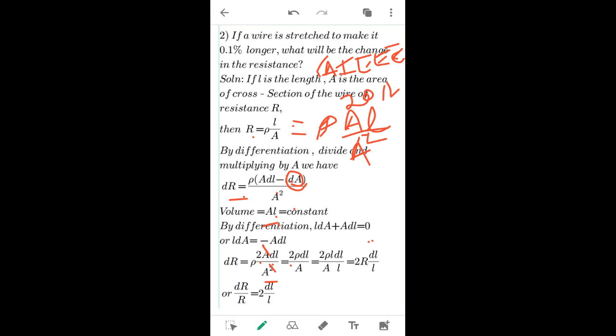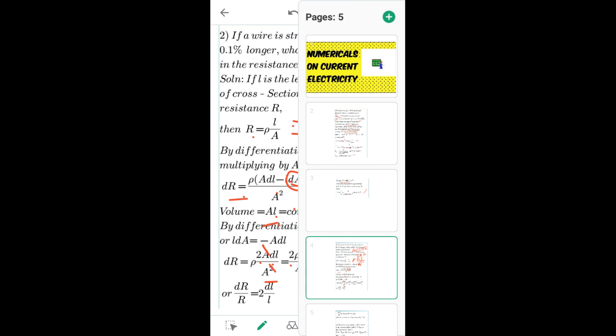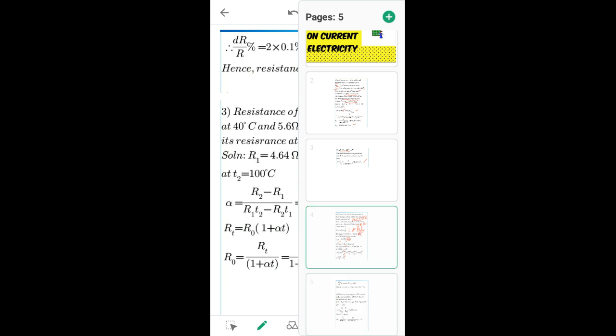So here again 2 into rho L, again multiply and divide by L here. 2 rho L dL upon A into L, which is equal to 2 into R. So here you can see only this term we will take. So it is 2R dL upon L. So here it is R, we will bring it to the left hand side, dR by R equals 2 into dL by L. Hope you are understanding this.